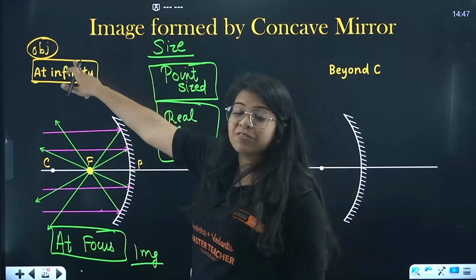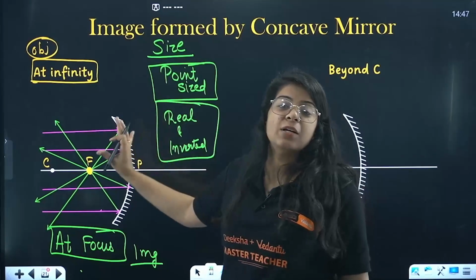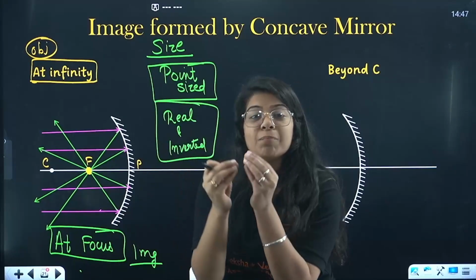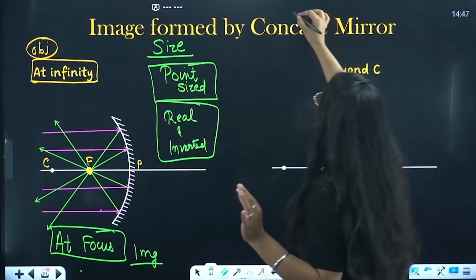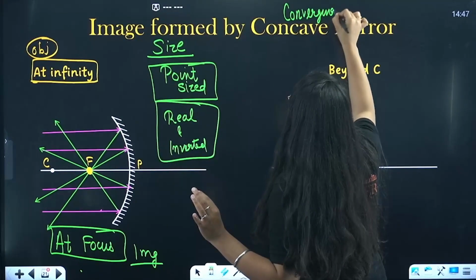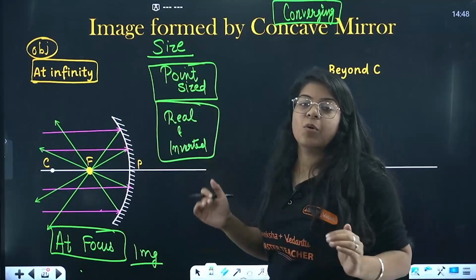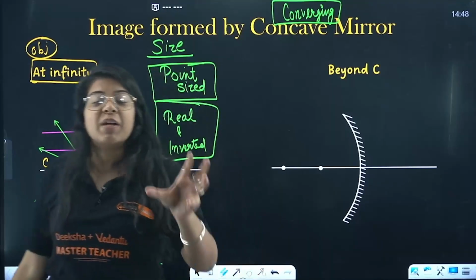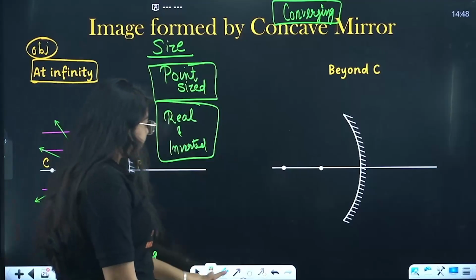When the object is at infinity, image will be at focus, it will be point sized, real and inverted. Why real? Because real rays are reflecting back and actually converging at one point, and that is why we call concave mirror a converging mirror. Converging mirror means all these rays are meeting at a point, that is called converging at a point. So that is why we call this concave mirror a converging mirror. Done.